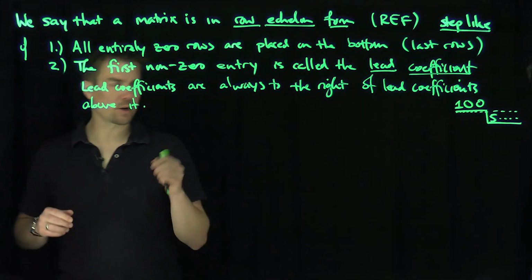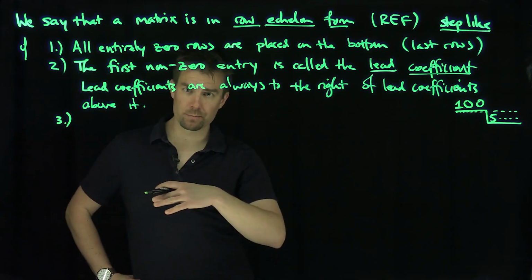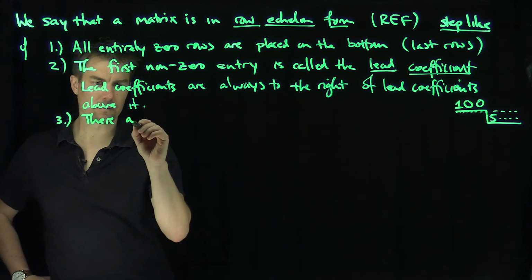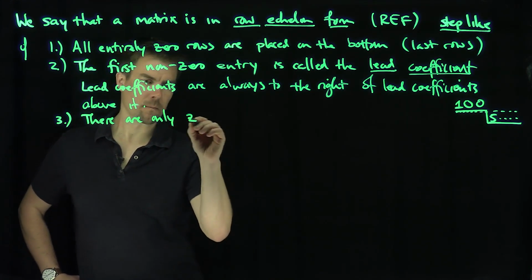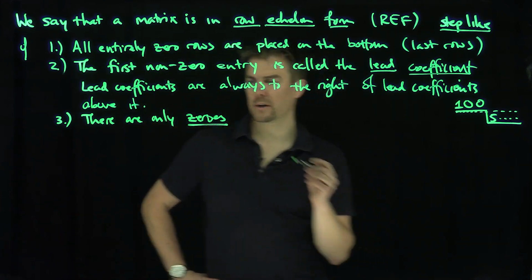And then the third condition is that there are always zeros below the lead coefficient. There are only zeros below lead coefficients.